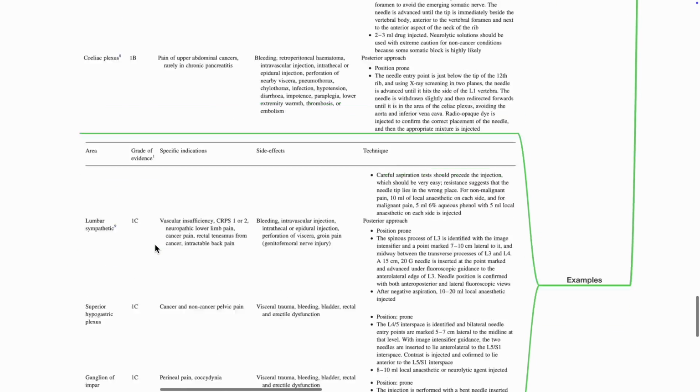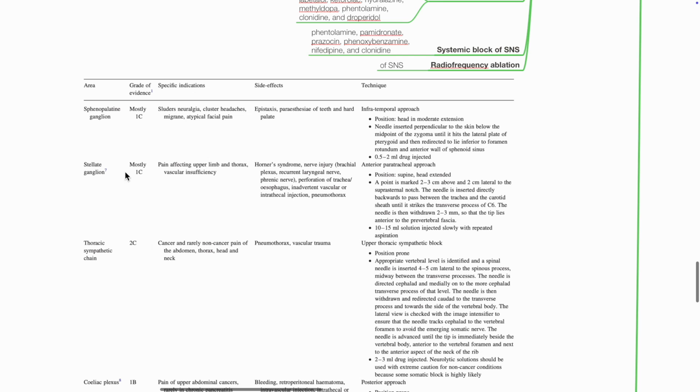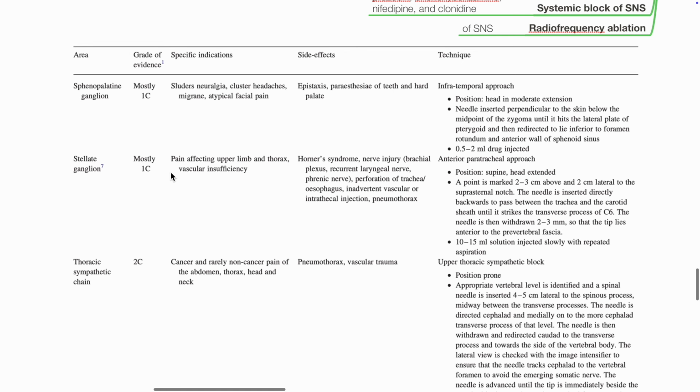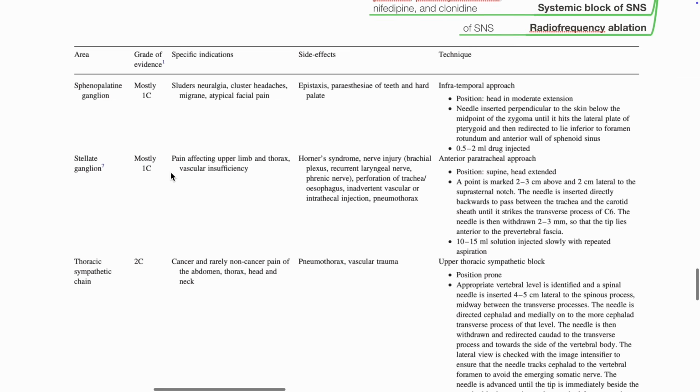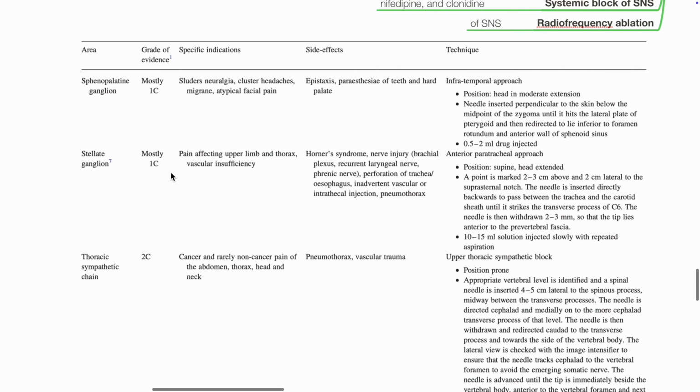Examples of sympathetic blocks: sphenopalatine ganglion block. Indications include Sluder's neuralgia, cluster headaches, migraine, atypical facial pain. Side effects: epistaxis, paresthesia of teeth and hard palate. Stellate ganglion block. Indications include pain affecting upper limb and thorax, and vascular insufficiency. Side effects include Horner syndrome, nerve injury, such as brachial plexus, recurrent laryngeal nerve, and phrenic nerve, perforation of trachea or esophagus, inadvertent vascular or intrathecal injection, and pneumothorax.